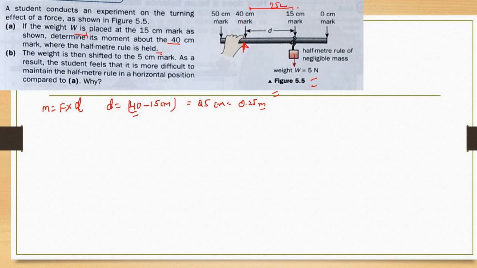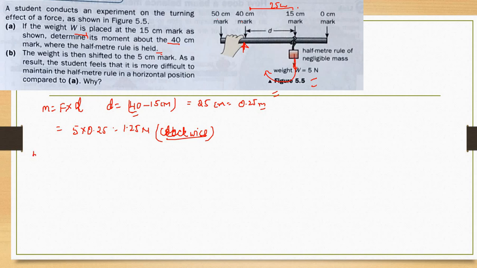Okay, so now you have to just multiply with the force. The force, they have already given you the weight, which is 5 Newton, multiplied by 0.25, which will be 1.25 Newton meter. And what will be the direction? Since the force is downward, it will try to move in the clockwise direction. So it will be the clockwise direction. You should always write the direction because it is a vector quantity. If you just leave the answer without putting the direction, it is wrong or the marks will be cut.